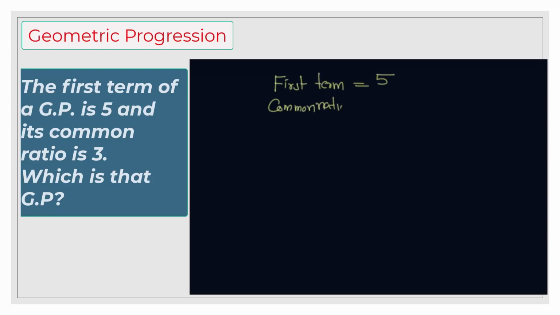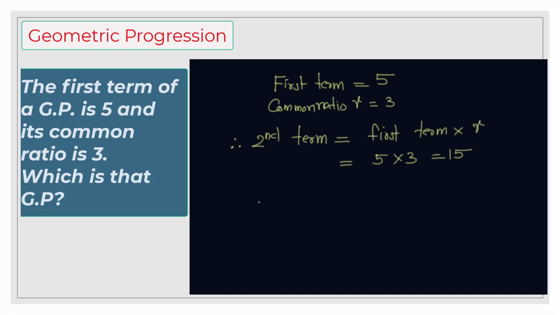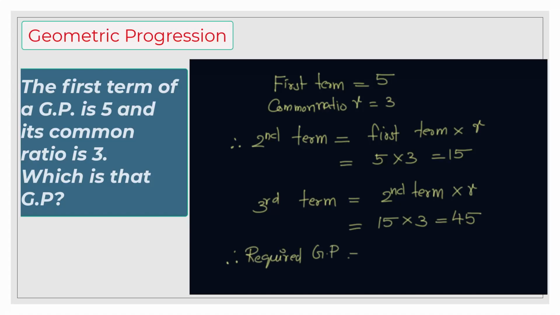From the first term we can find the second term by multiplying the first term, which is 5, by 3, which is the common ratio. So the second term is 5 into 3 which is 15. The third term also we can find by multiplying with the common ratio. So we get it as 15 into 3 which is 45. Once we get 3 terms, we can write the GP, geometric progression, by writing the first, second and third terms. So the GP is 5, 15, 45 and so on.